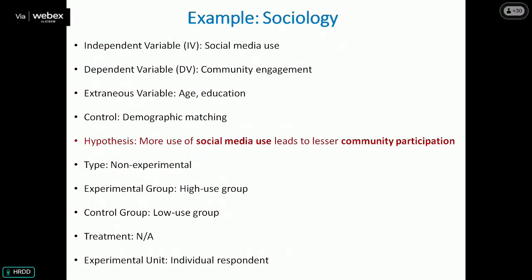So we take examples one by one. Again, hypothesis. First, you are doing a PhD in sociology. You have a broad topic, social media use, and in the end, you have proposed a hypothesis. What is the hypothesis? Within the research design, the hypothesis will be: more use of social media leads to lesser community participation. So the more we look at mobile phones, the less community participation you will have.